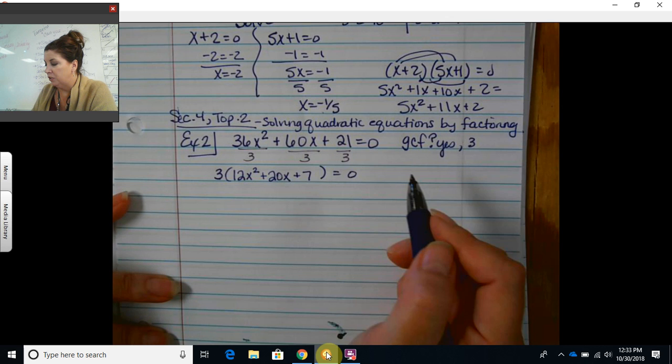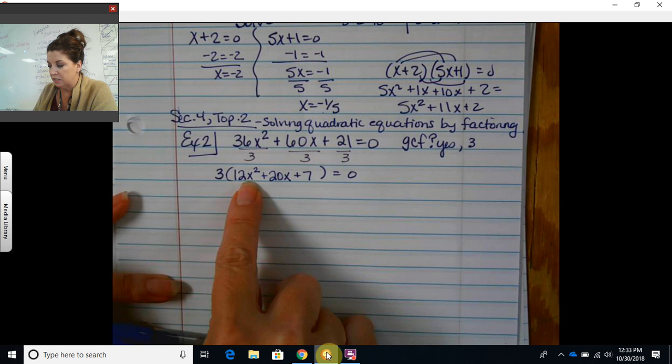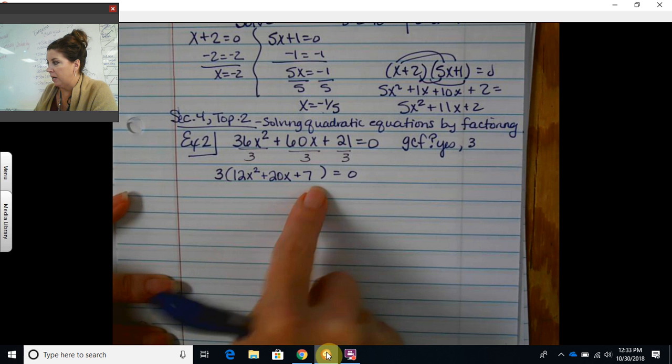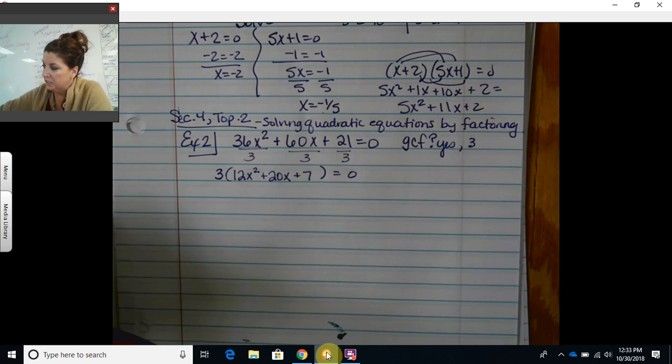You could distribute in your head. 3 times 12x squared is 36x squared. 3 times positive 20x is 60x. 3 times positive 7 is positive 21. Okay? So we did not do anything incorrectly.